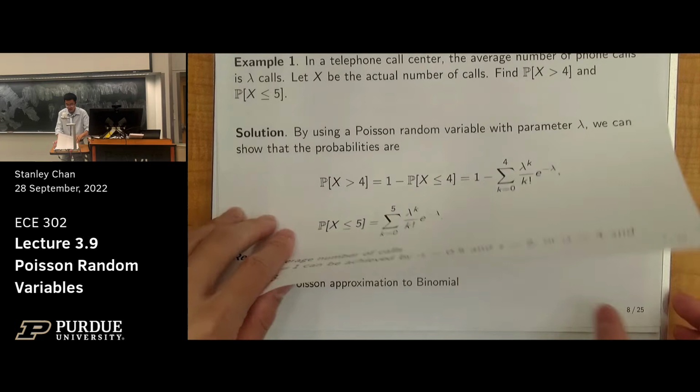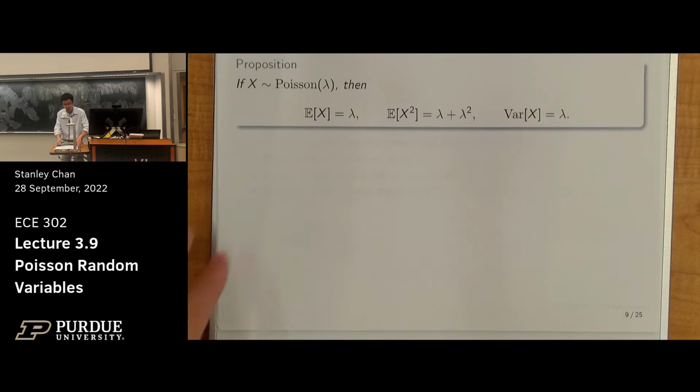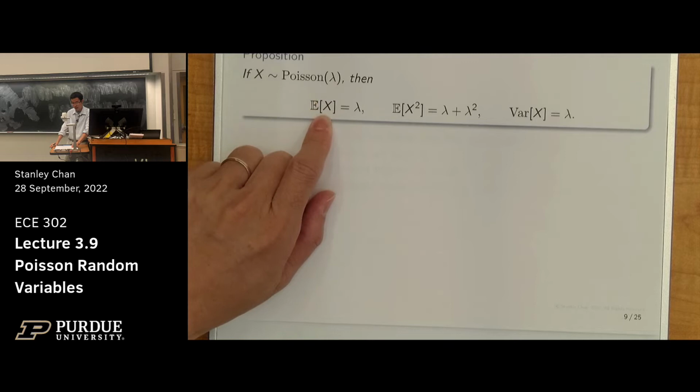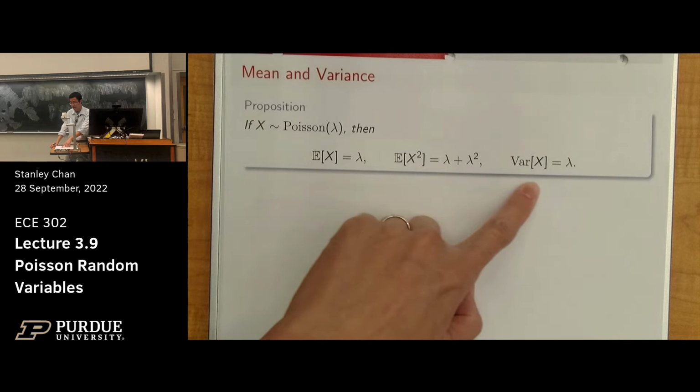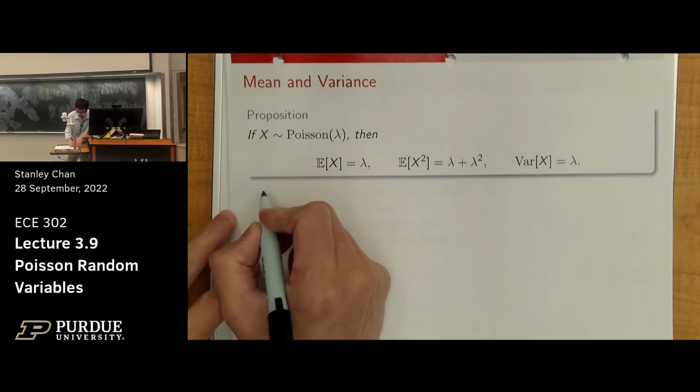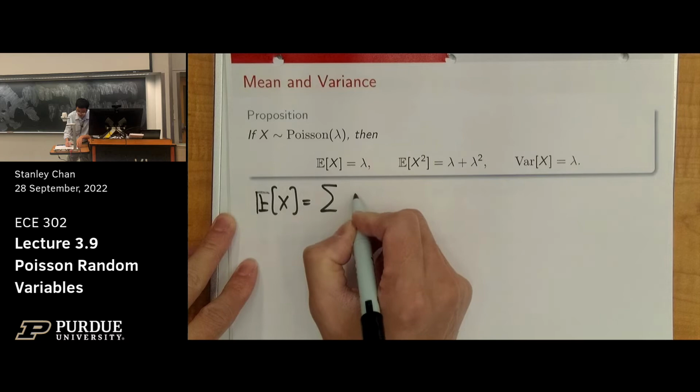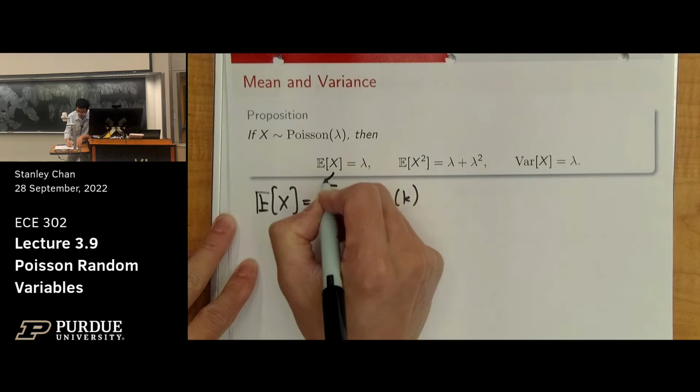But then how do we calculate the expectation? If x is a Poisson random variable, I can show that the expected value of the Poisson random variable is lambda, and the variance is also lambda. The proof goes as follows. If you look at the expected value of x, what you're doing is summing k times p of k, where k goes from 0 to infinity. This p of k is the PMF.